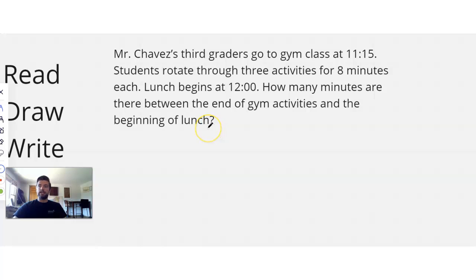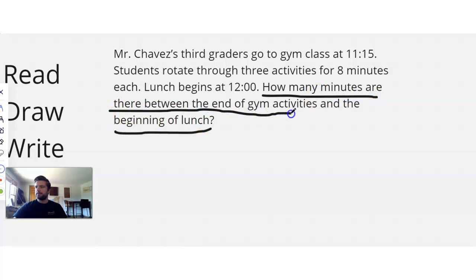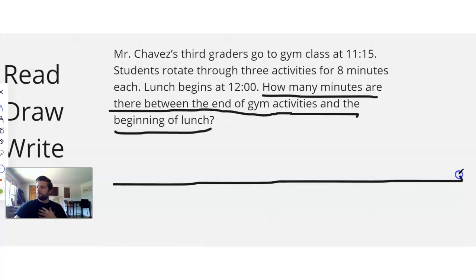Okay, so the first thing we want to do is definitely figure out what we're actually being asked to solve. And the best way to do that is take a look at the question mark and underline that question. So the question is, how many minutes are there between the end of gym class activities and the beginning of lunch? So for this problem, sounds like the best way to solve it, at least in my head, is going to be a timeline. So I'm going to draw a timeline out to try to just figure out the basic situation of what we're trying to deal with. So let's put some important pieces on this timeline.